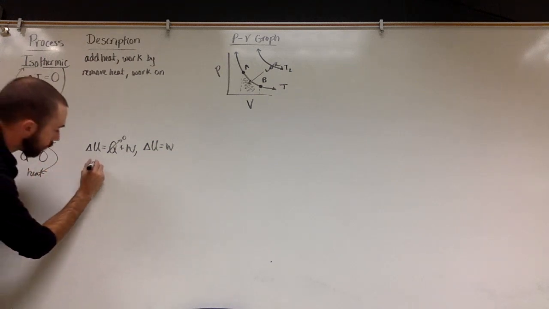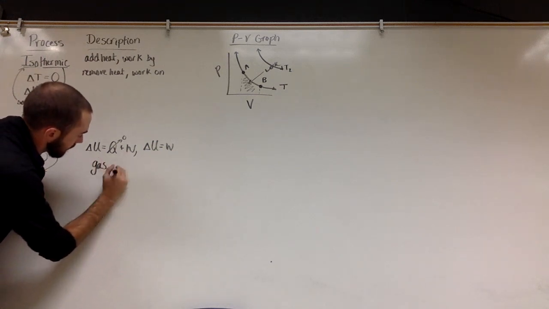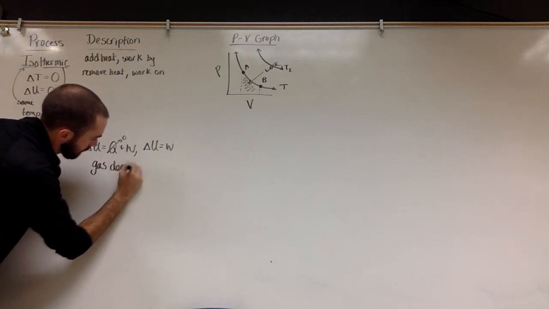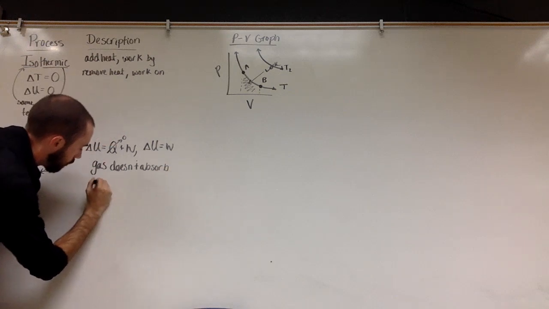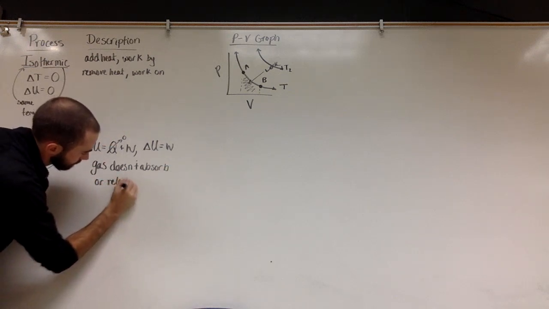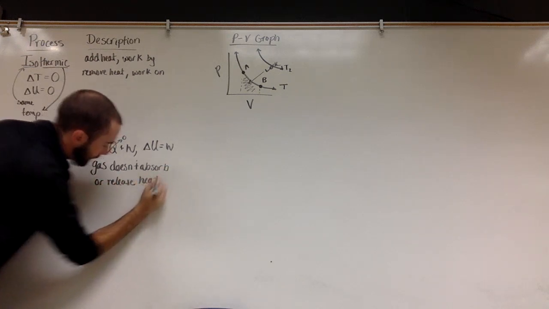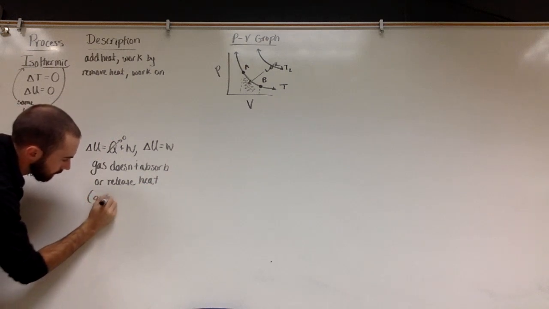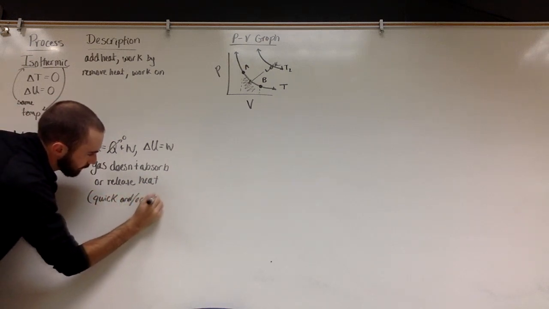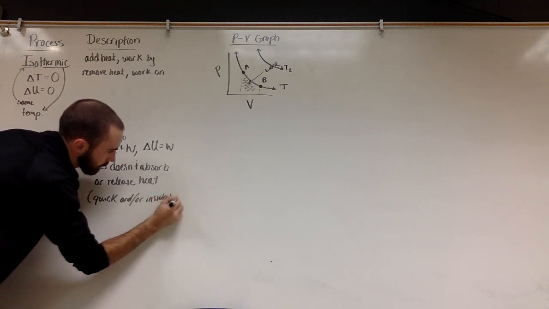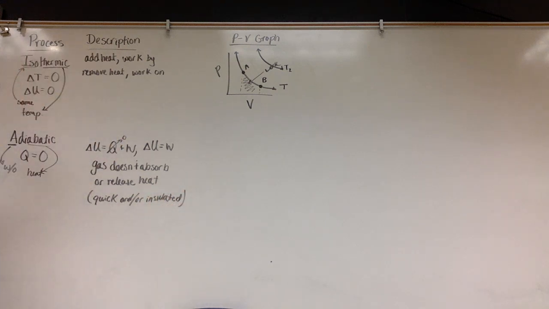So what does that look like in the real world? It means that our gas doesn't absorb or release heat, meaning the process is usually quick and/or very well insulated. Let's draw the graph and then we'll come back over here to work on the description again.